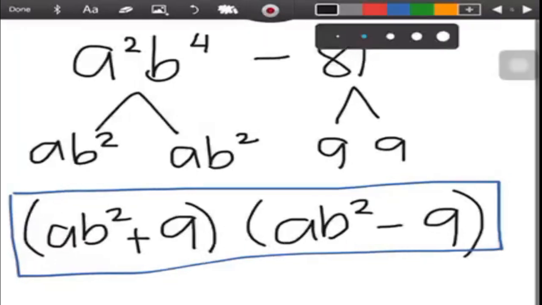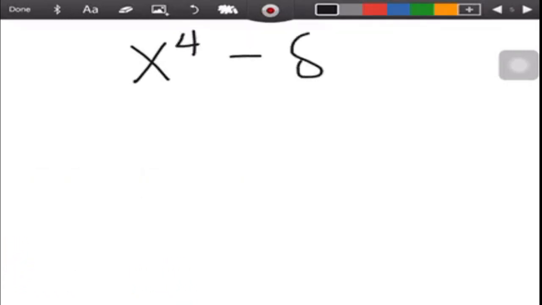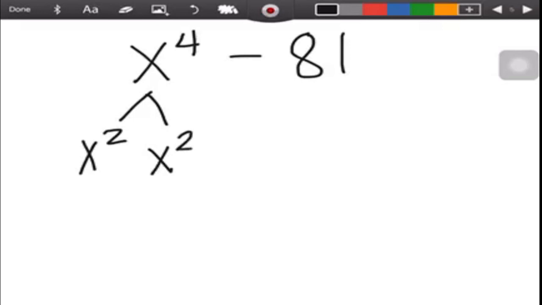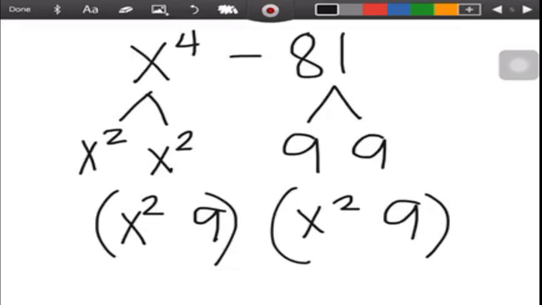Our next example: x to the fourth minus 81. So the factors of x to the fourth are x squared times x squared. And then the factors of 81 are 9 times 9. So you need to write two parentheses. You write the factors of the first term and then the factors of the second term. And then we will use different signs, plus and minus.